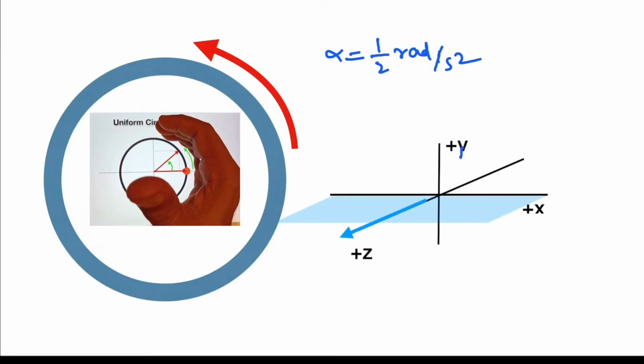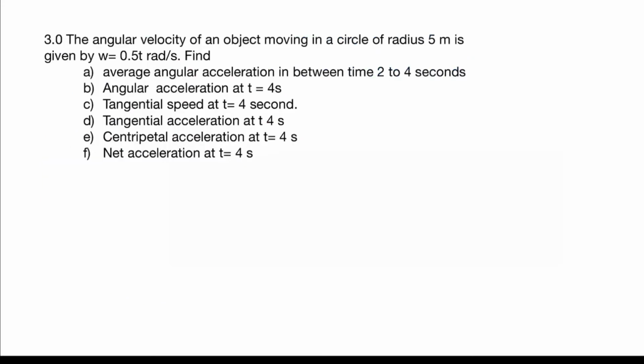Since both angular acceleration and angular velocity are in the same direction, that means the angular speed of the object keeps on increasing with time. Now let's check section B of this question. Angular acceleration at t equal to 4 seconds. We saw average angular acceleration alpha is equal to 0.5 radians per second square.